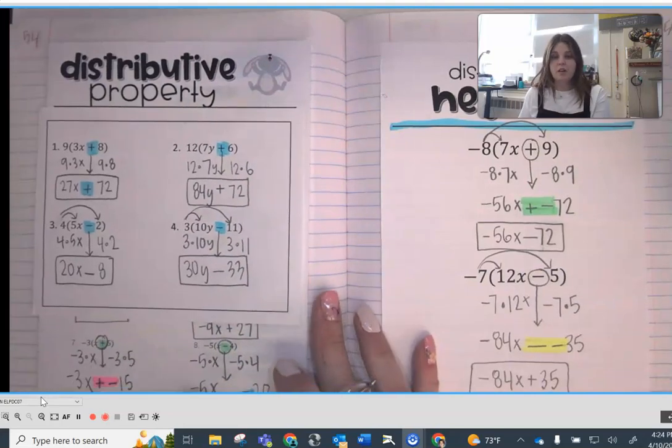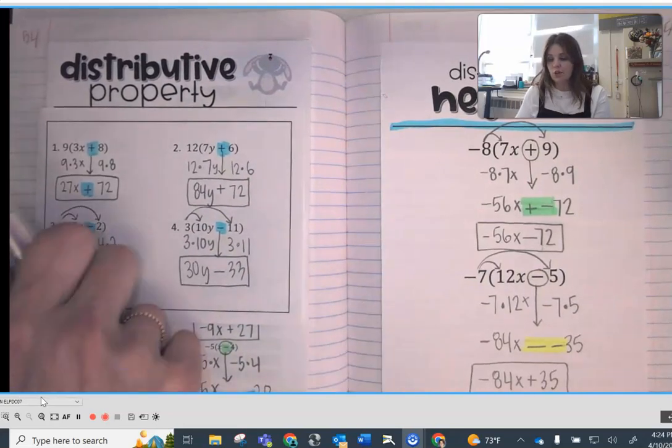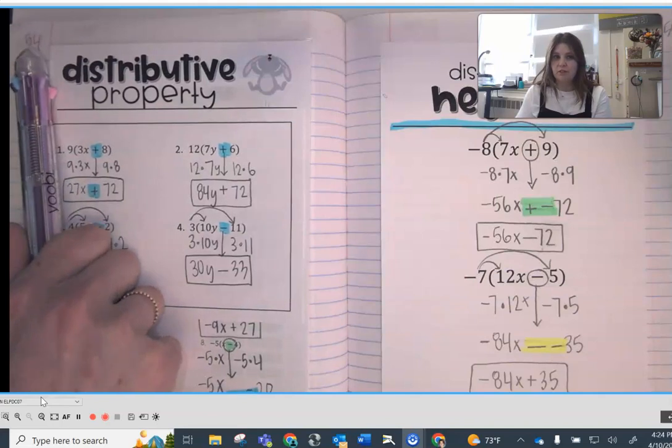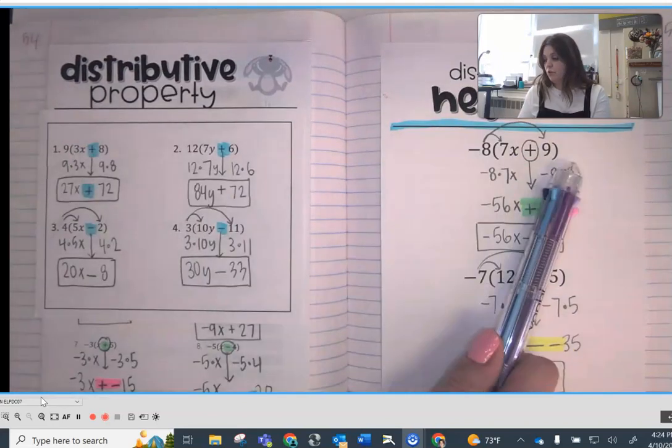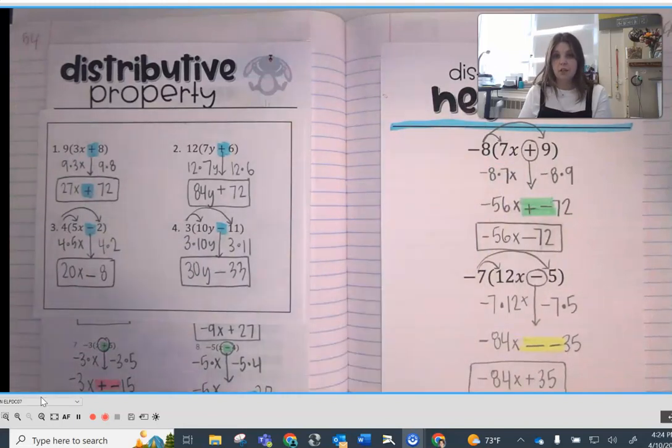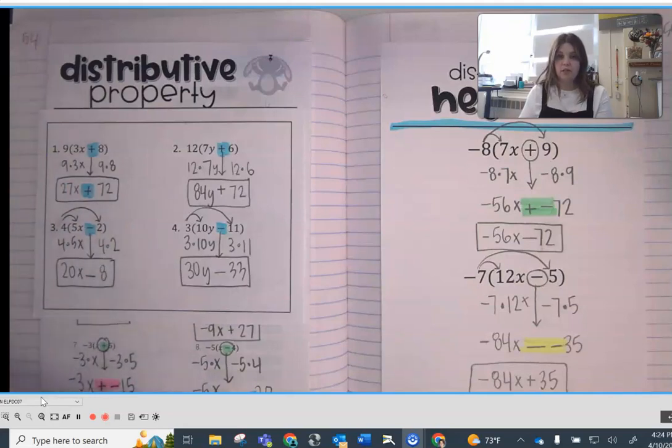Notebook pages for this are 54 and 55. But if you are in 3rd period, I think your page is really 53, 54. So just double check. For most of you, it's going to be 54, 55. But for 3rd, it might actually be 53.